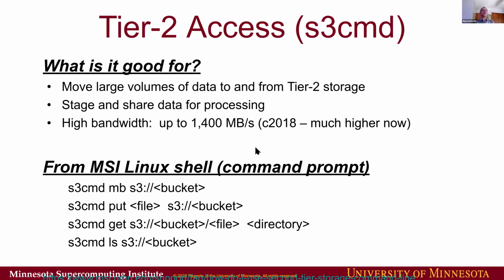I've seen very good performance off of this. In a benchmark I did quite a few years ago, I was getting over 1.4 gigabytes per second of bandwidth from 30 parallel streams using S3, just simply S3 CMD get. And that was back in 2018. It's much faster now.